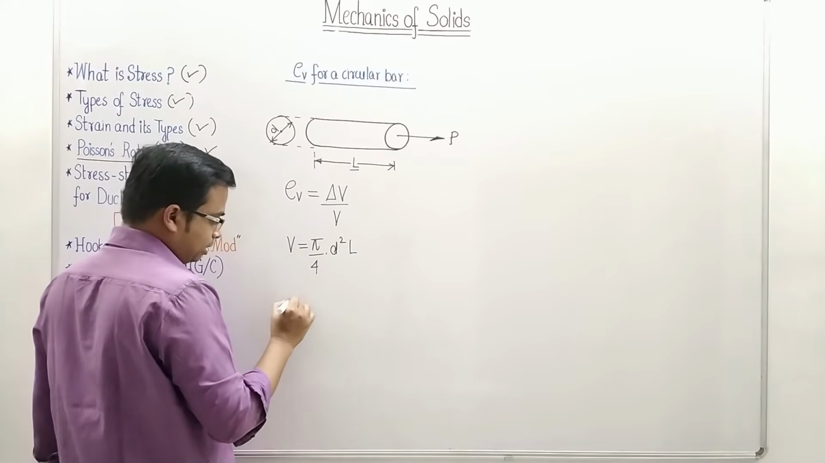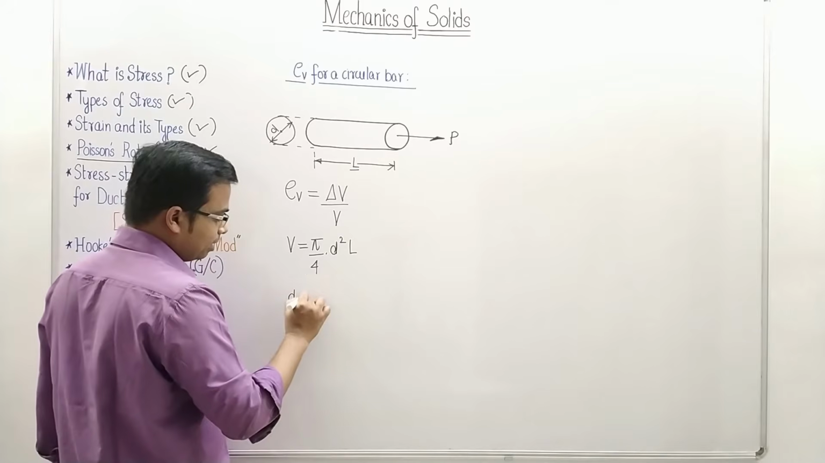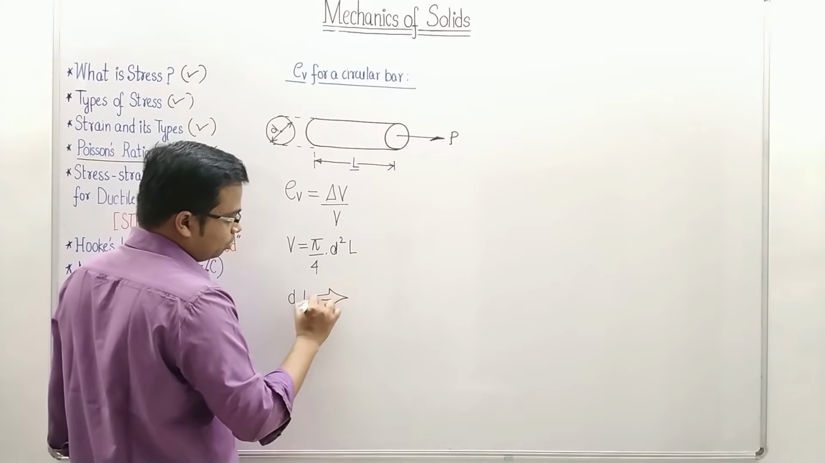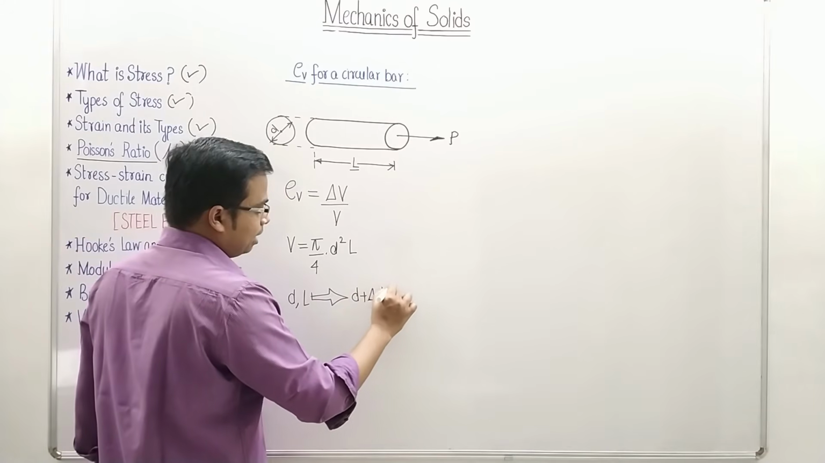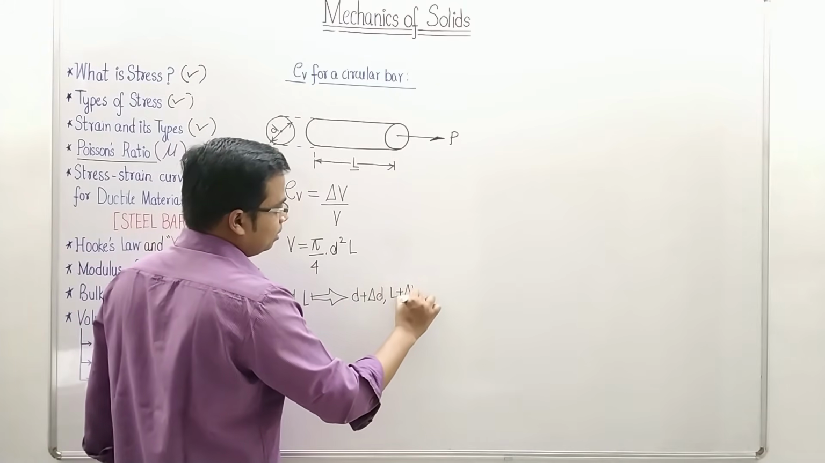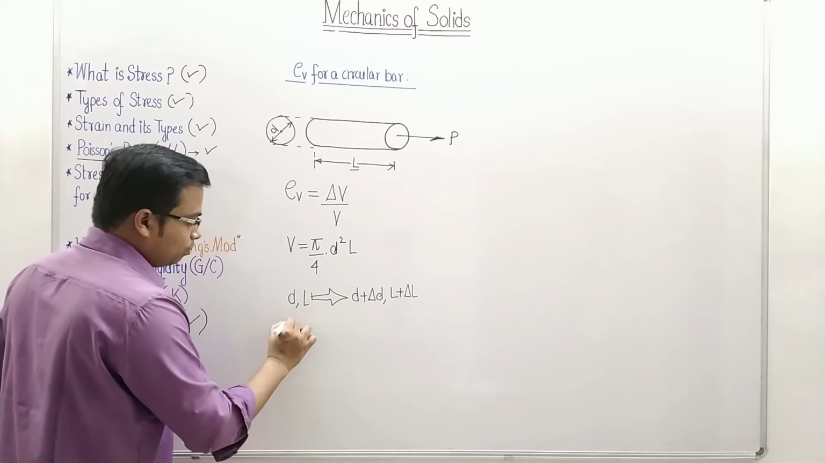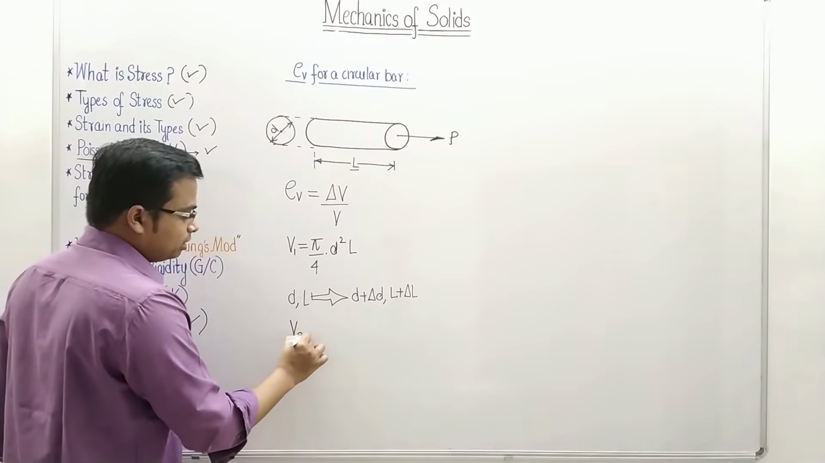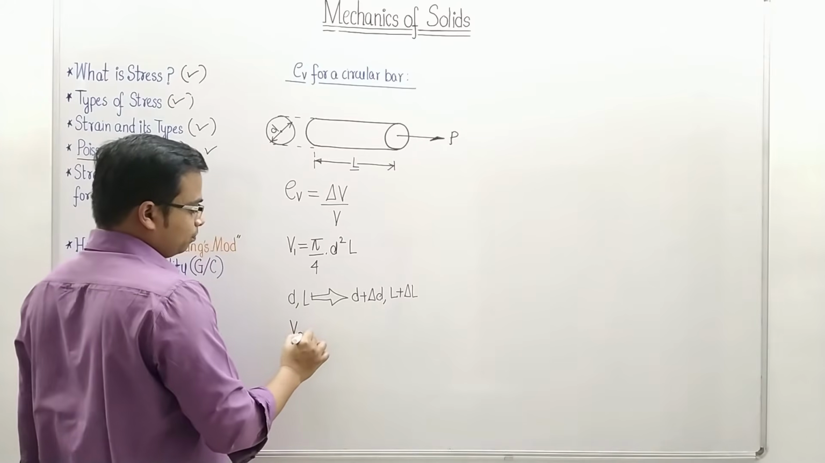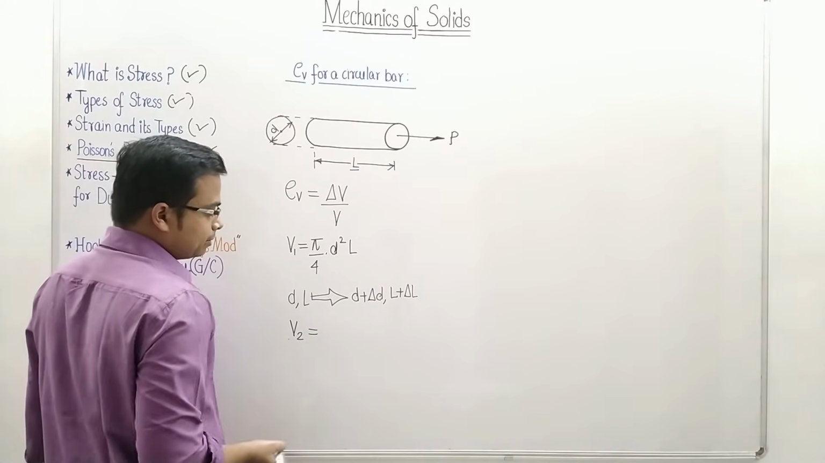And let's say initially all the dimensions were D and L, but after applying the load, the dimensions change. D becomes D plus delta D, and L becomes L plus delta L. In that case, let's say the original volume is V1, and the new volume is V2. The new volume V2 is equal to what?